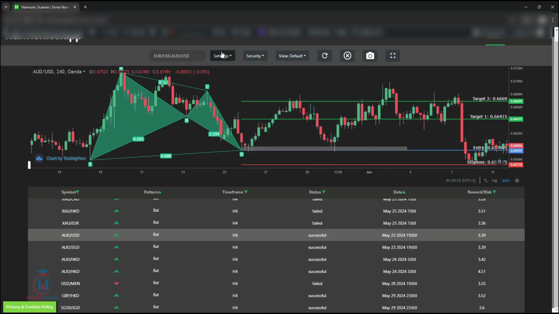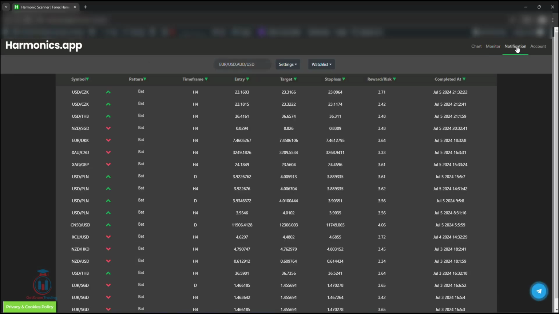Now there is also a possibility to refresh this list. You can also clear the filter, and you can take a screenshot or switch to full screen mode. Now there is another feature, which is a notification window where you can select which patterns, which time frame and which symbols you would like to get notifications on Telegram. If you prepare this, you can receive a notification on Telegram whenever this pattern has been formed on the Harmonic Step scanner.